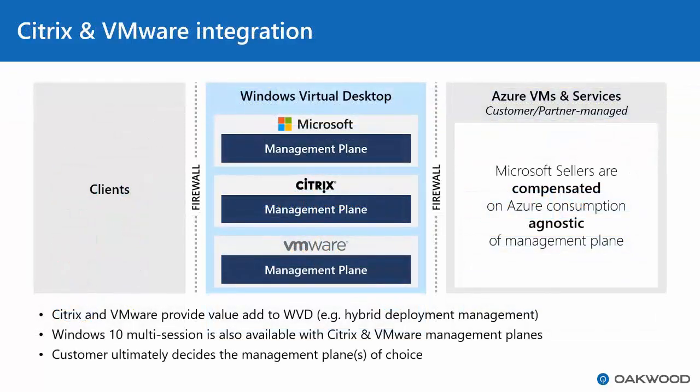Now a little bit more on the Citrix and VMware integration and what that looks like. You have your clients again on the left. In the middle, you can choose between Microsoft, Citrix, or VMware for your management plane. And then the Azure VMs and services are the same as the previous slide. Either they can be managed by yourselves or by a trusted partner.